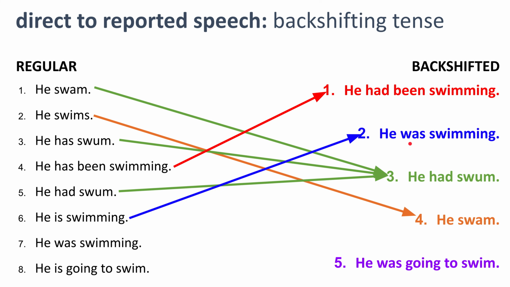Past progressive. He was swimming. Past progressive. He had been swimming. Past perfect progressive. And lastly, he's going to swim. He was going to swim.